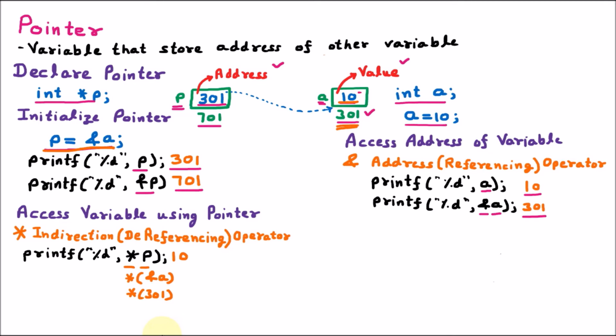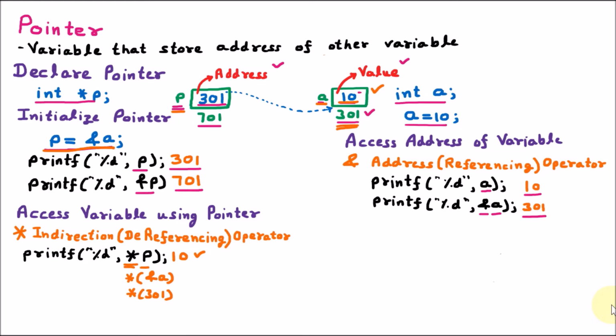That means with the help of this star, or the indirection or dereferencing operator, we can fetch the value of the variable where the pointer is pointing. Here you can see that p is the pointer which is pointing to the variable a, and the value of a, which is 10, is captured by using the pointer. So by saying star p, we have the value which is 10.